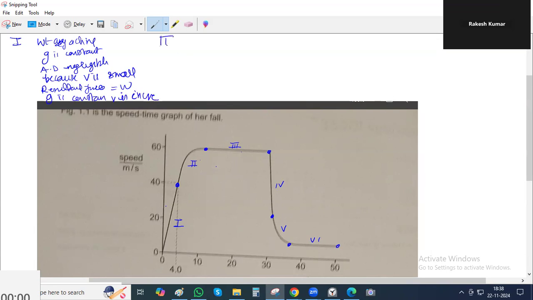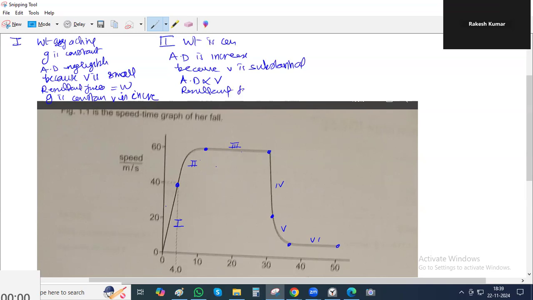Second part, weight is constant, air drag is increasing because velocity is substantial, and air drag is directly proportional to velocity. No, it's not the same thing. Air drag depends on the velocity. Velocity doesn't depend on the air drag. Okay, and so resultant force is decreasing.